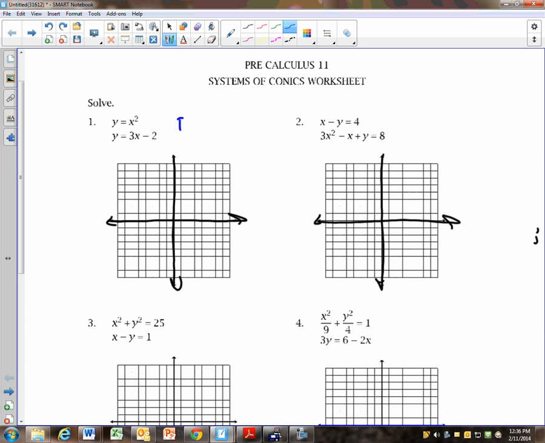This one's a parabola. How do you know that it's a parabola? One thing's squared, one thing isn't. Yep. What's the second one? It's a line.